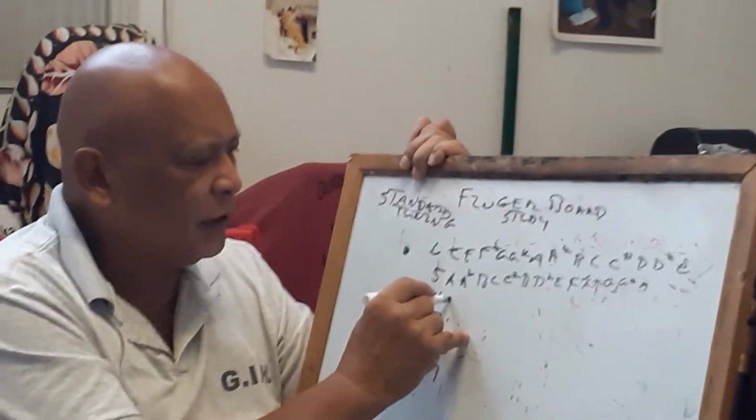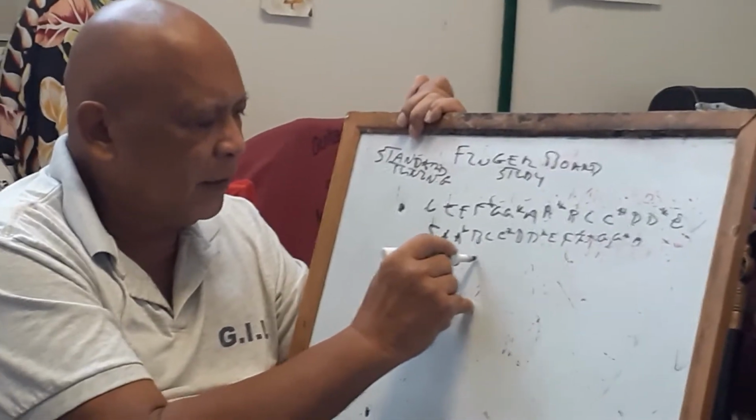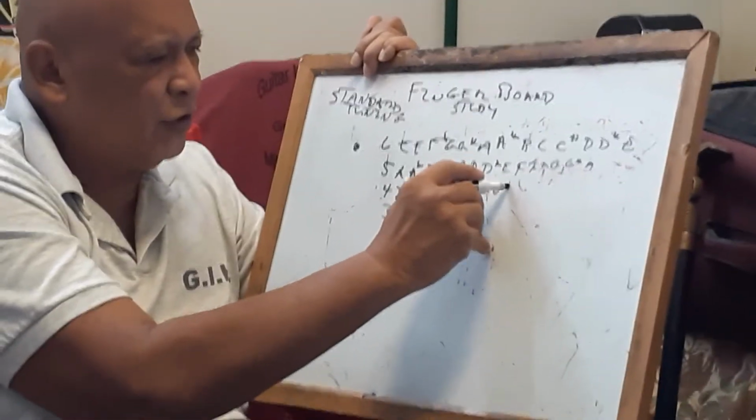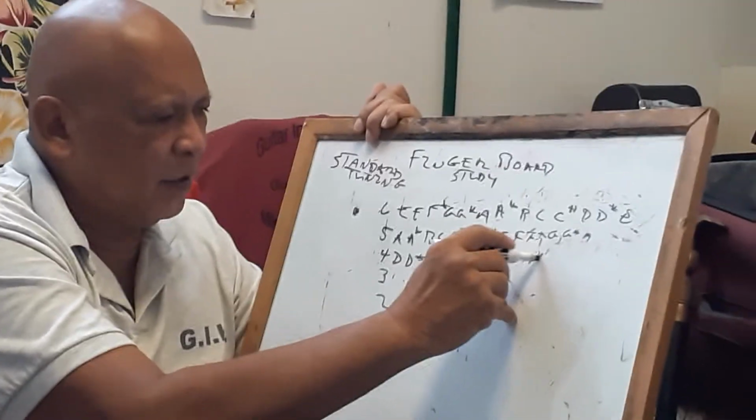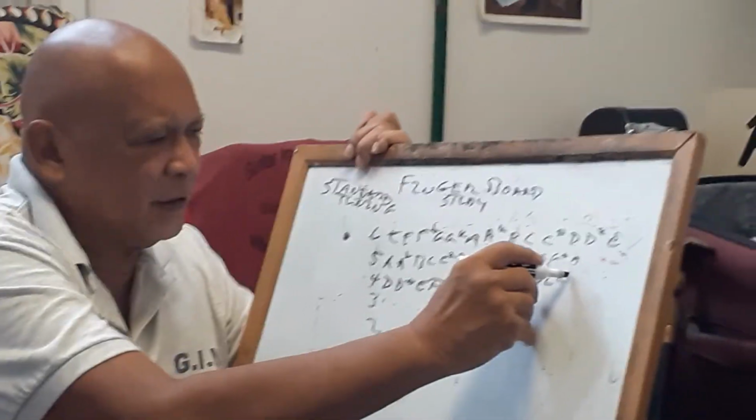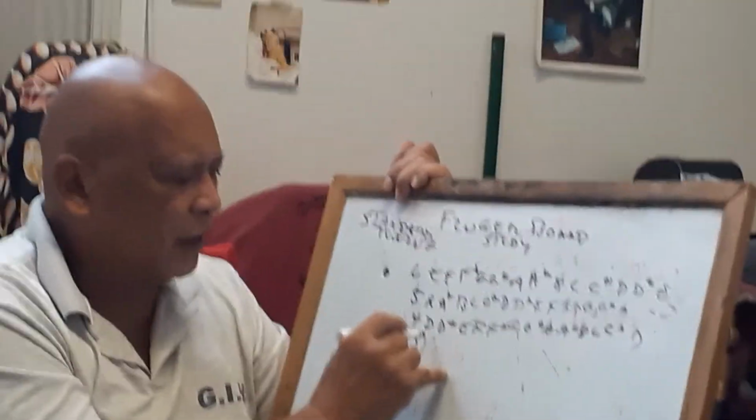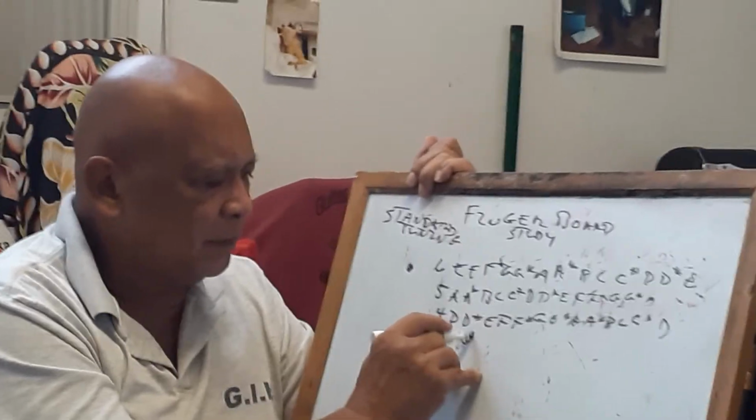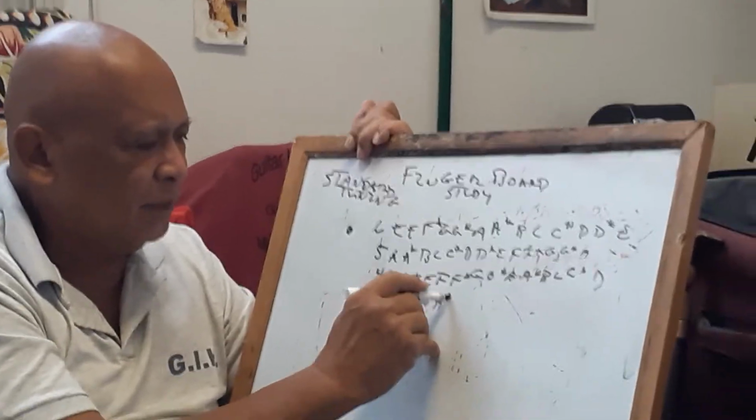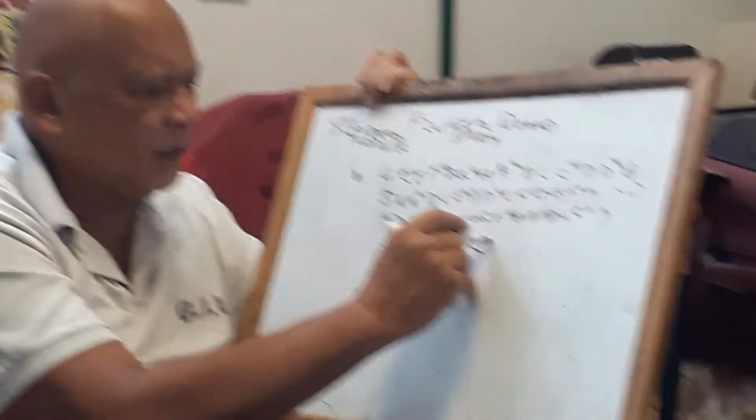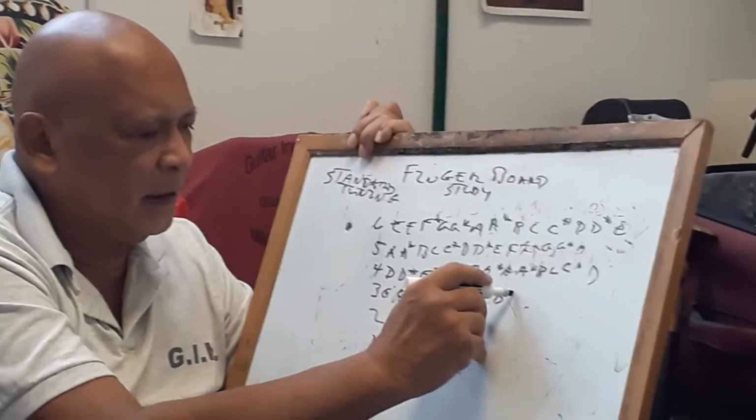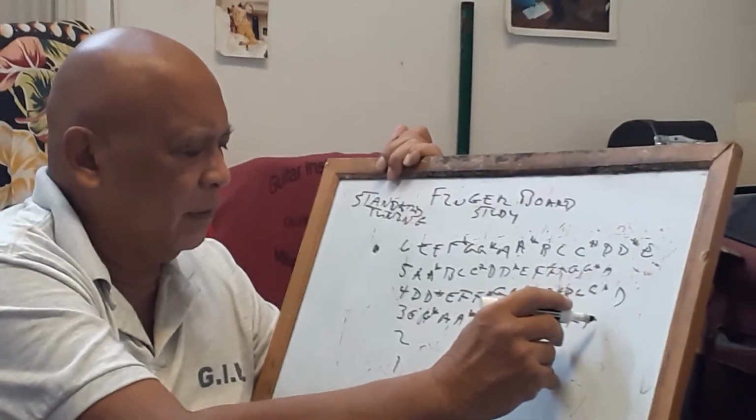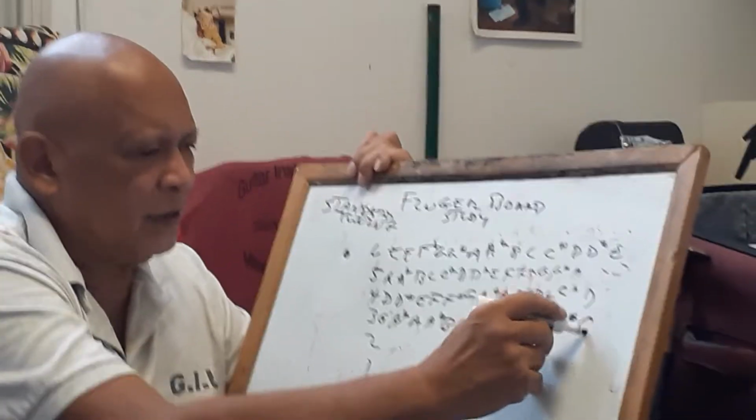Or the 4th string, it starts on the D: D sharp, E, F, F sharp, G, G sharp, A sharp, B, C, C sharp, D. The 3rd string starts on G. It goes to G sharp, A sharp, B, C, C sharp, D, D sharp, E, F sharp, and then ends on G.